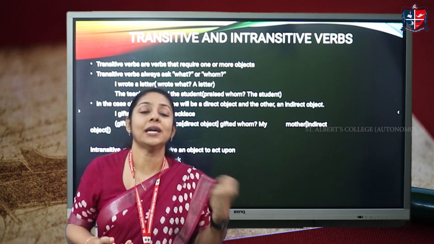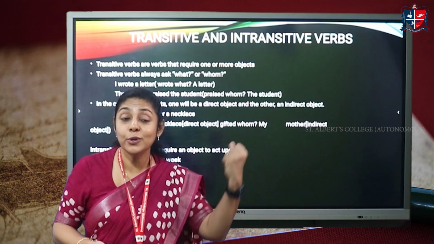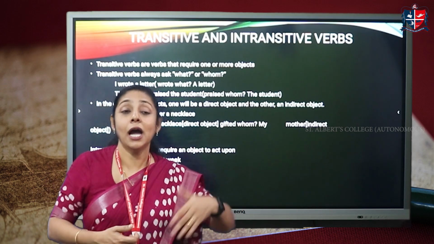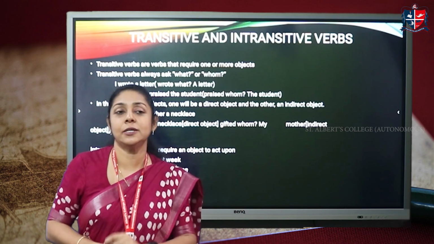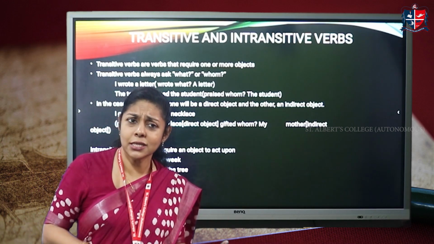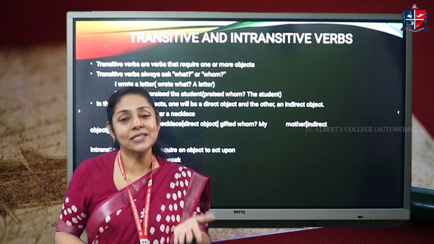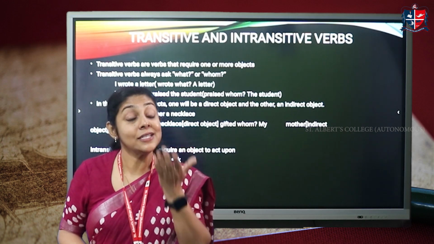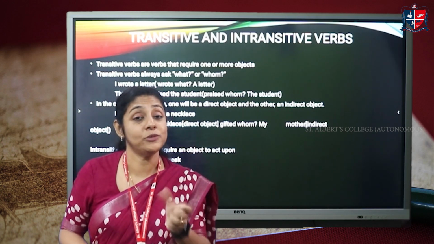But suppose I give you this sentence. I flew a kite. Flying kites, right? I flew a kite. Now, in that particular sentence, you ask a question, flew what? Kite. You're getting an answer. So it's a transitive verb, right? Because it has the object kite.